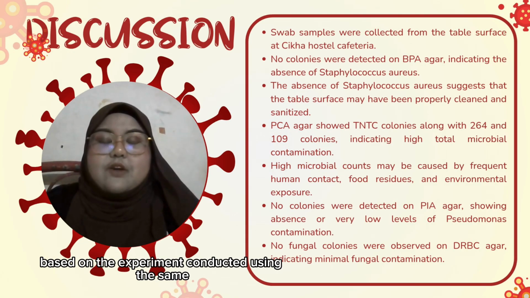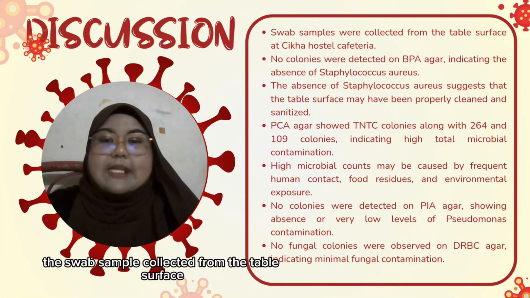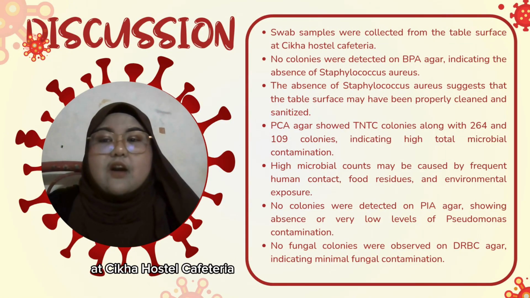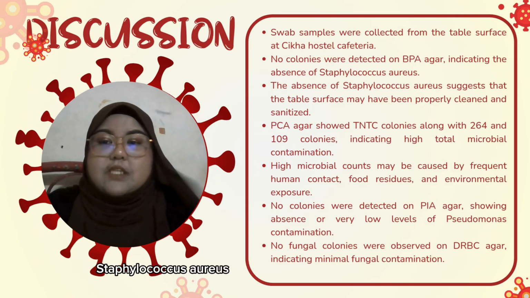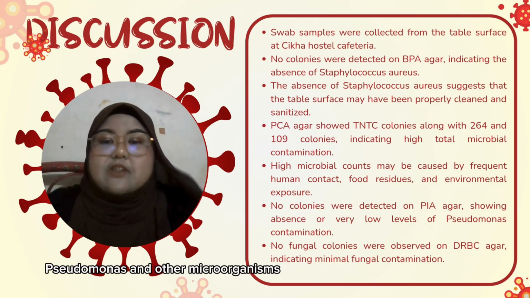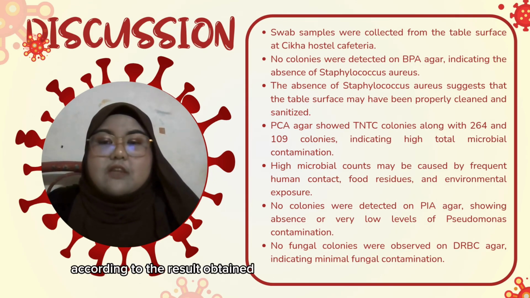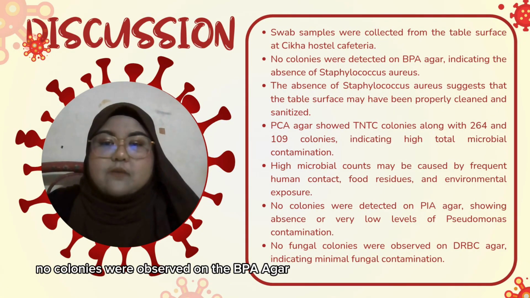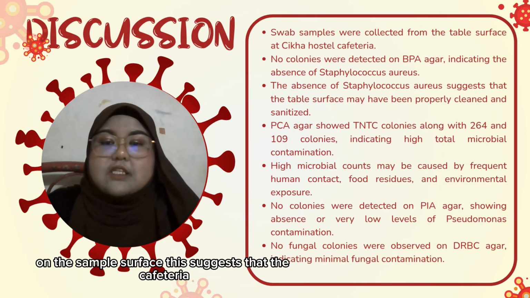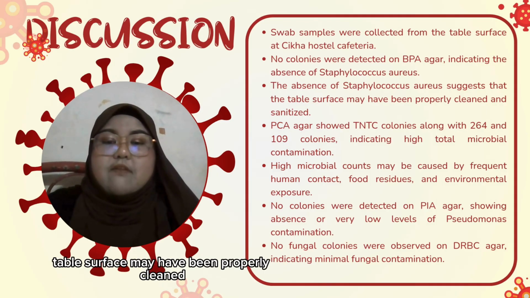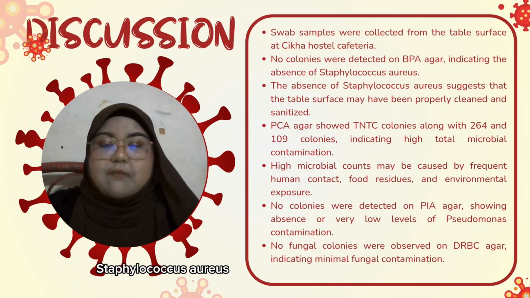Based on the experiment conducted using the swab sample collected from the table surface at JH Hostel Cafeteria, several microbiological analyses were carried out to determine the presence of Staphylococcus aureus, Pseudomonas, and other microorganisms. According to the results obtained, no colonies were observed on the BPA agar, indicating the absence of Staphylococcus aureus on the sample surface. This suggests that the cafeteria table surface may have been properly cleaned or sanitized before sampling.